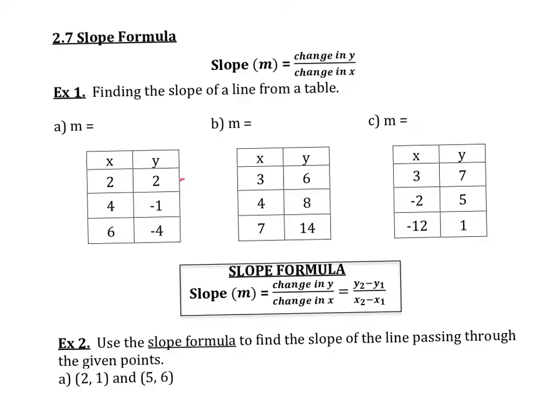Let's see. If I go from 2 to -1, I want to think, how did that change? Did it go up or down? Going from 2 to -1, I did go down. And I actually went down 1, 2, 3 spaces.